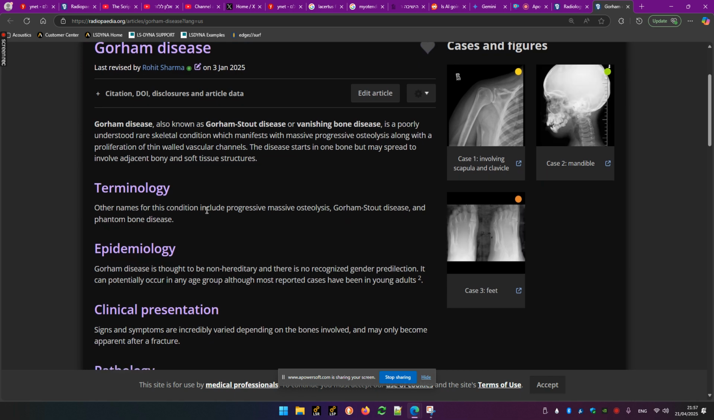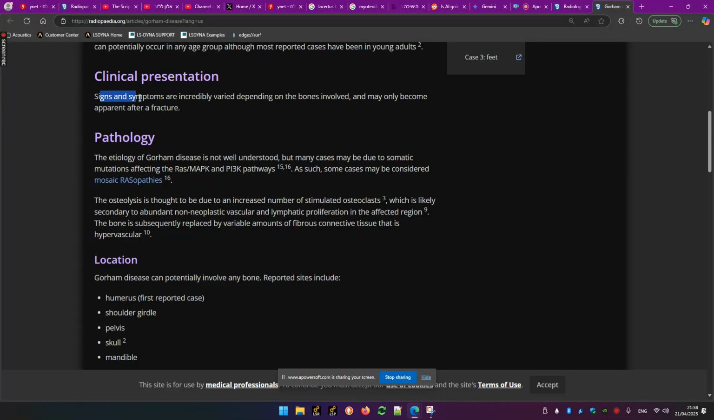Gorham disease, also known as Gorham-Stout disease or vanishing bone disease, is a poorly understood rare skeletal condition which manifests with massive progressive osteolysis along with the proliferation of thin-walled vascular channels. The disease starts in one bone but may spread to involve adjacent bony and soft tissue structures. Signs and symptoms are incredibly varied depending on the bones involved and may only become apparent after a fracture.